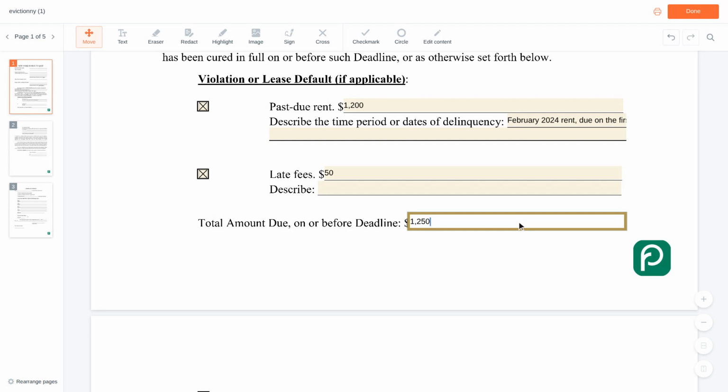Here is something very important. Your 14-day notice for non-payment must also include or attach the additional notice required under Section 231C of the Real Property Law.